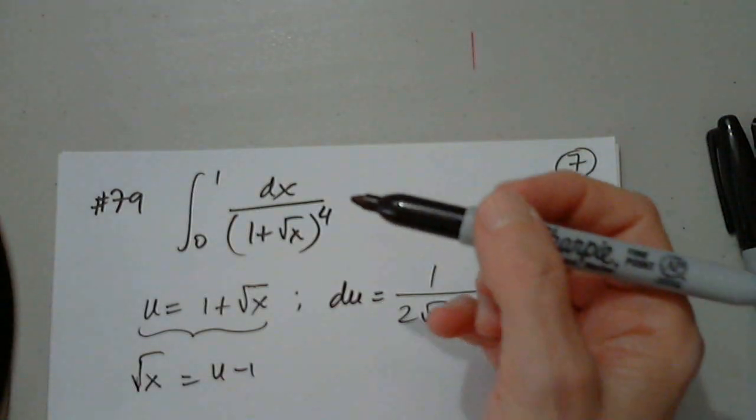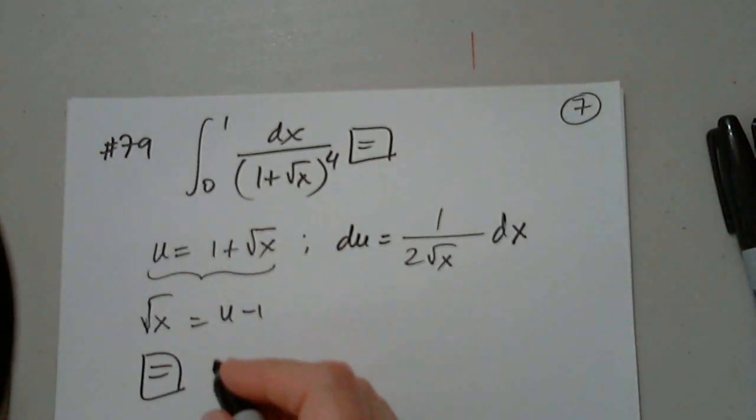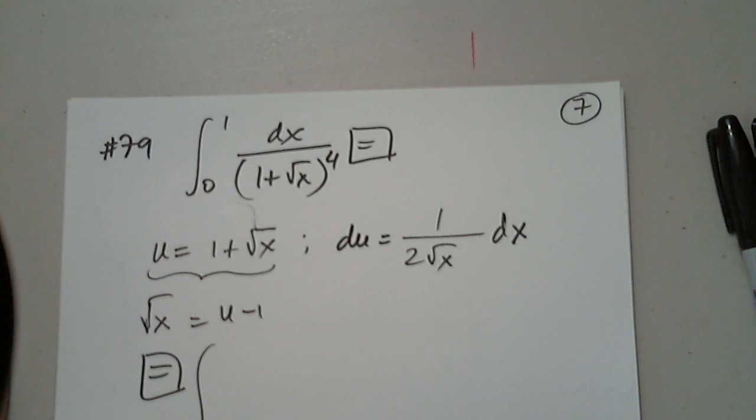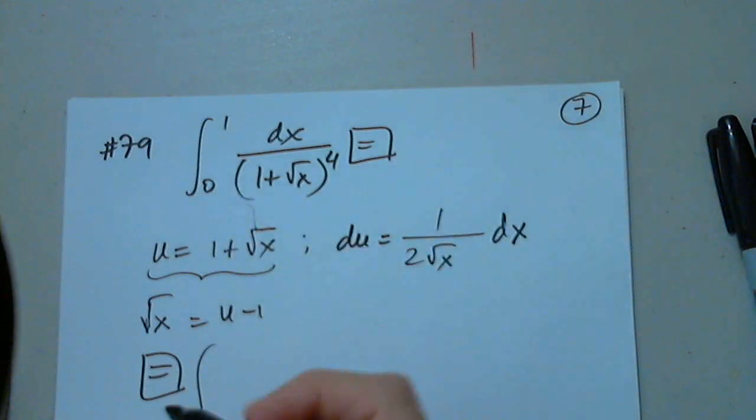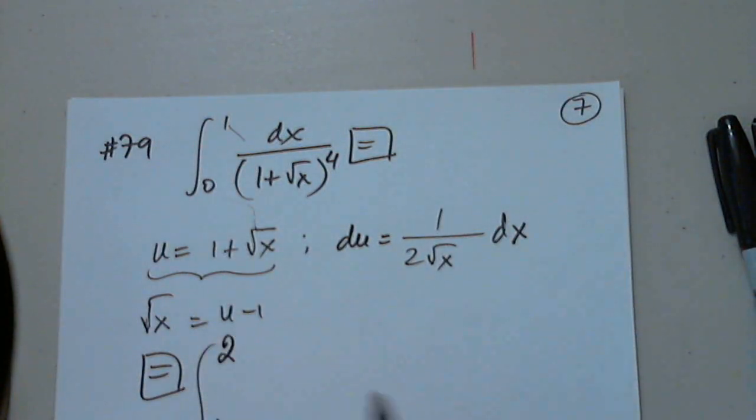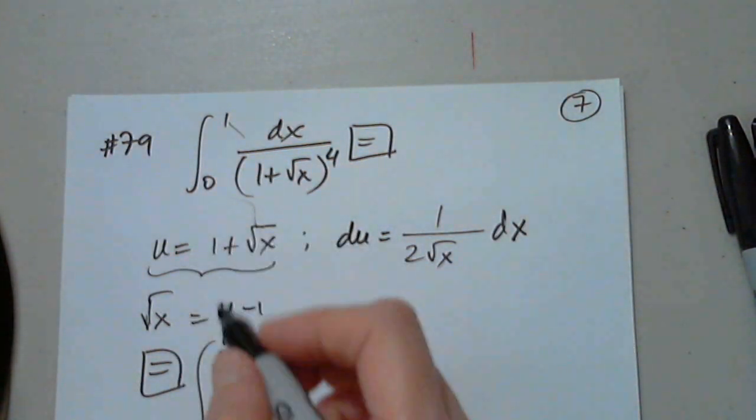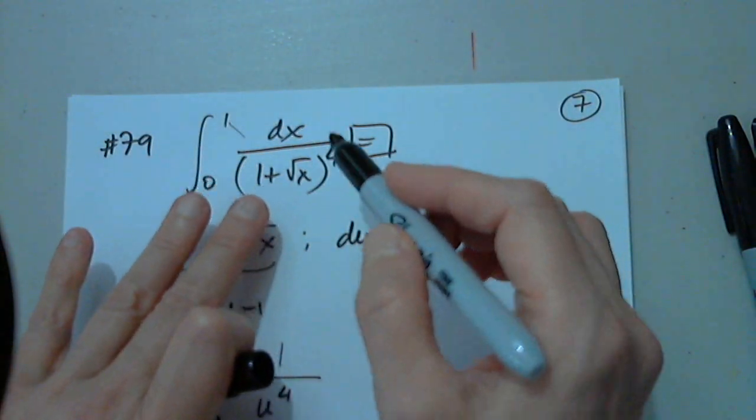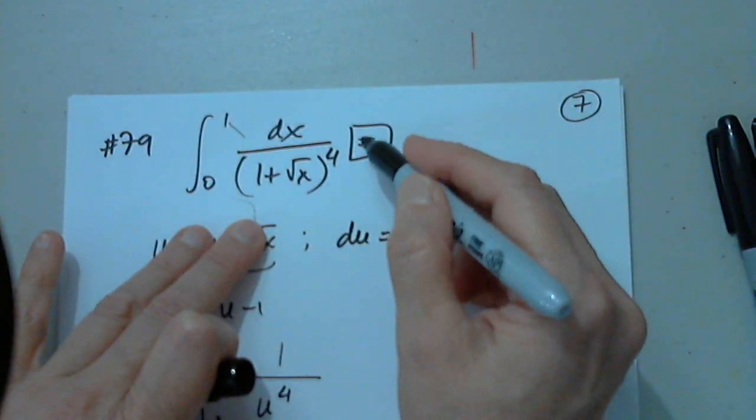So when we go back, first of all, we have the limits of integration. When x is 0, u is 1. When x is 1, u is 2. So first of all, 1 over u to the 4th. That's very clear. Remember, this can be written as 1 over 1 plus the square root of x to the 4th times dx on the side.